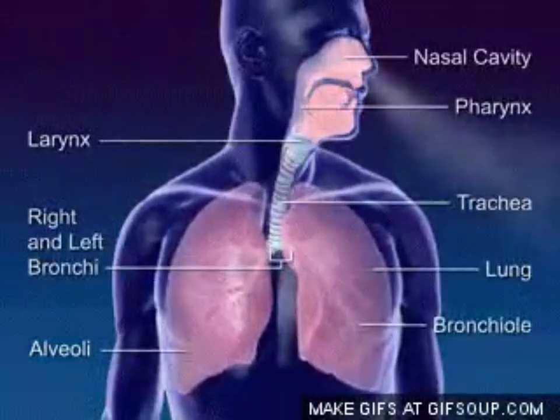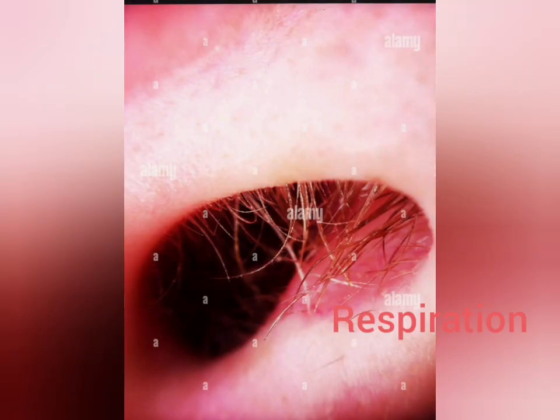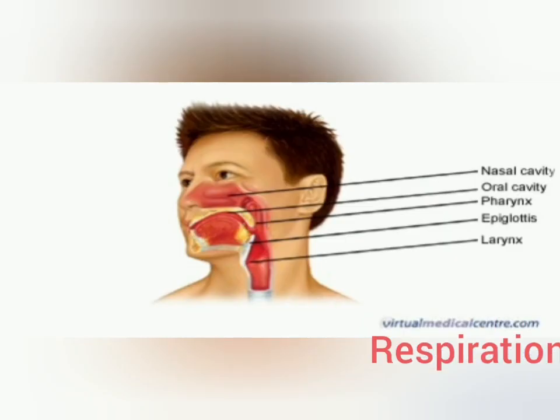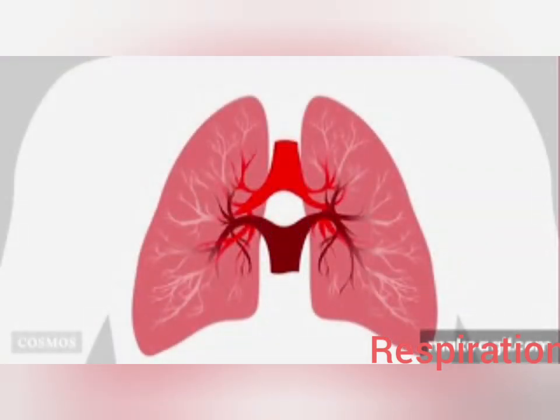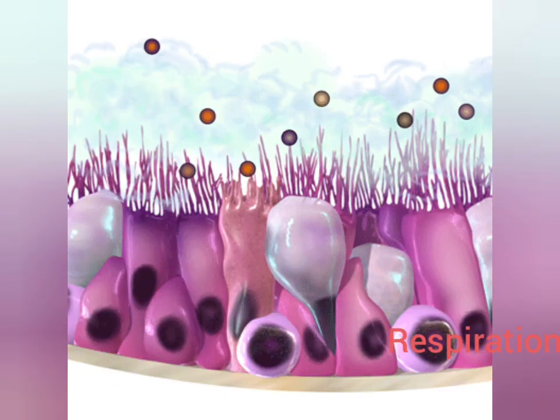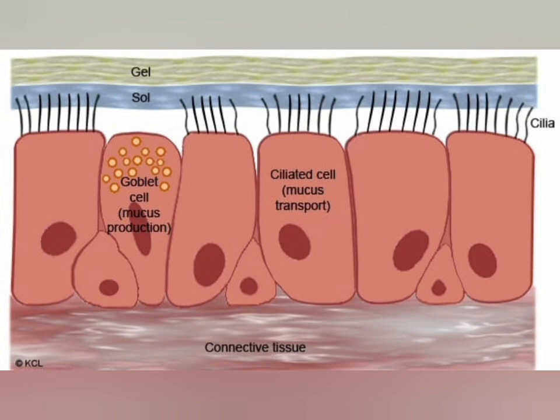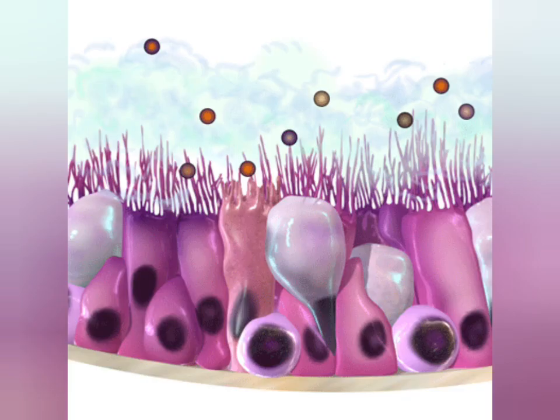Nostrils and nasal cavity. The nasal passages are paired tube-like structures. The inner surface of the nasal passage is lined by ciliated epithelium and mucus secreting cells. Both cilia and mucus check the entry of microbes and dust particles in the respiratory passage. If dust particles enter the nasal cavity, they get stuck to mucus and are thrown out by the movement of cilia.